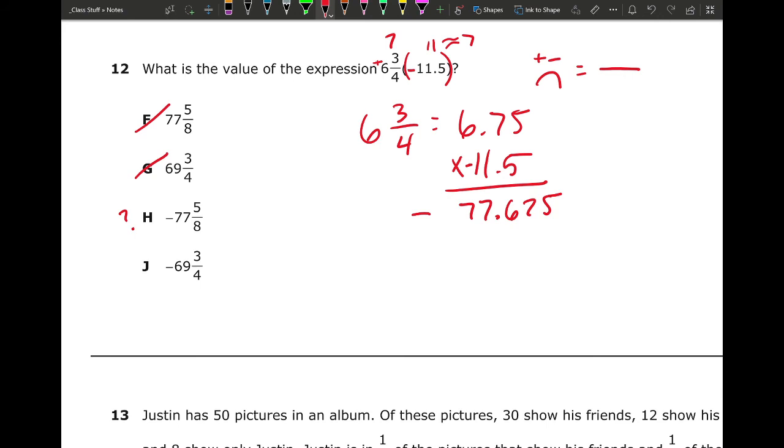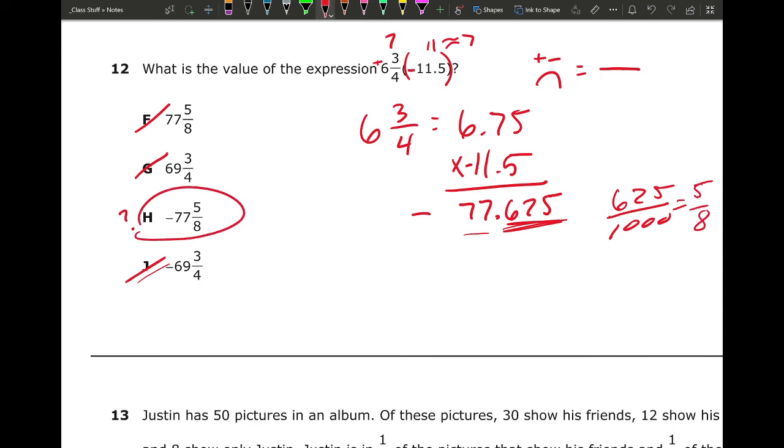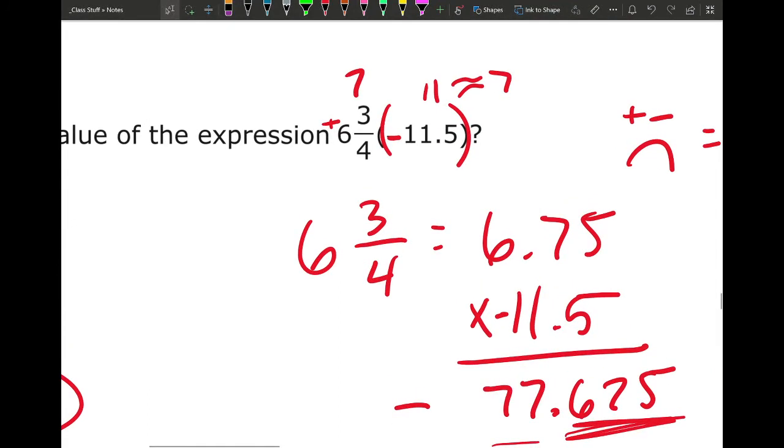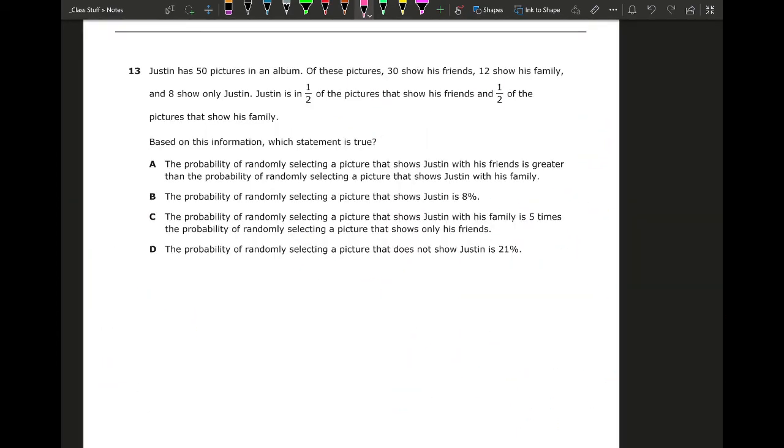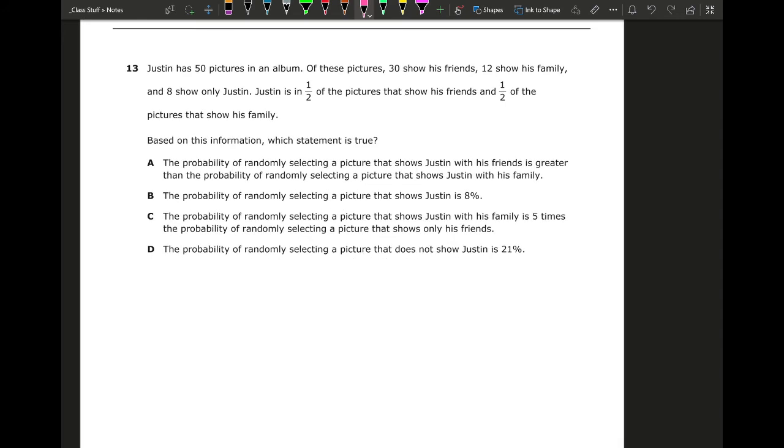Well, mister, that's not any of the answers. No, but the whole number is going to be 77. This is not 77. And when you convert this into a fraction, it simplifies down to 5/8. So the answer is H. And I found that at the beginning by simplifying, by rounding, kinda. I did not round, because if I would have rounded 11.5, that would have gone to 12, but I was just estimating with common sense. Okay, number 13.